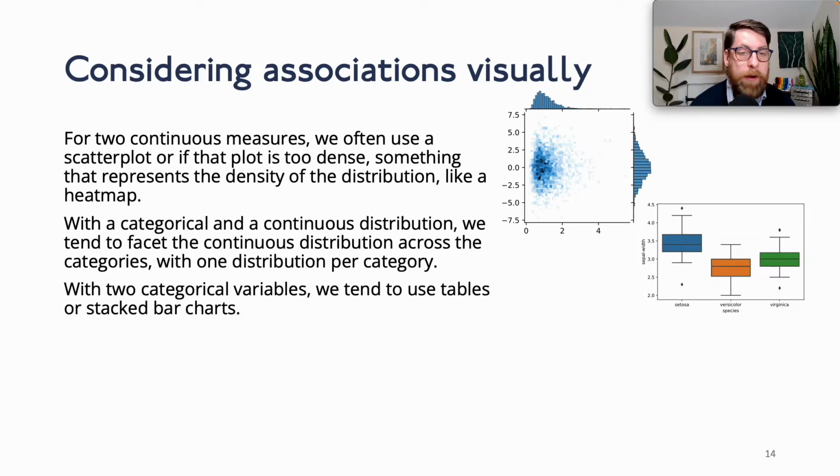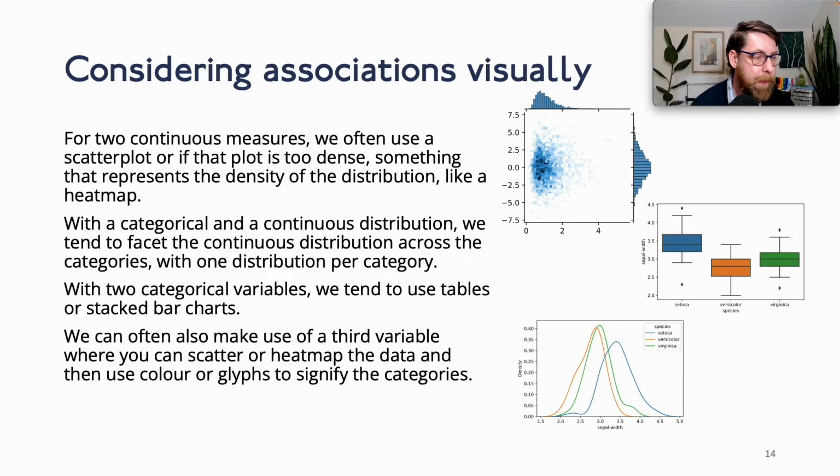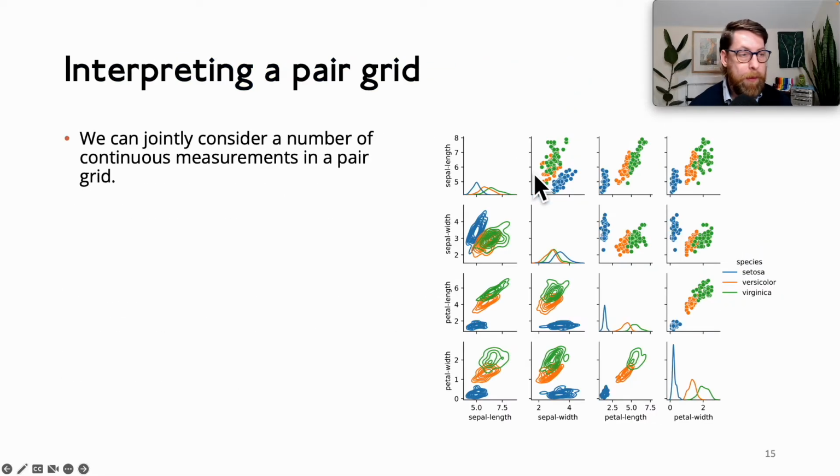So with two categorical variables, we'd use tables like I was describing, and we can make use of a third variable. And so the species here is a facet. And so this facet, we're going to use as different colors. Now, this is just two distributions, one distribution per flower, but you can do a scatter plot here, and you could make each of the flowers a different color, for example. And so that's indeed what we can do here with this pair grid.